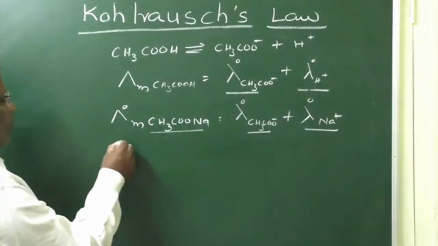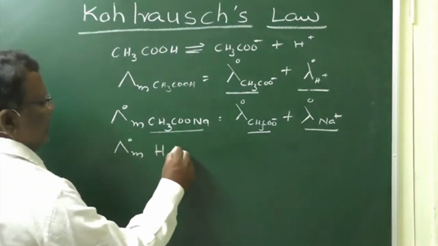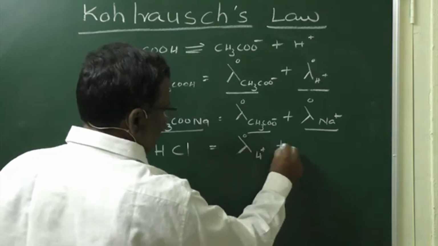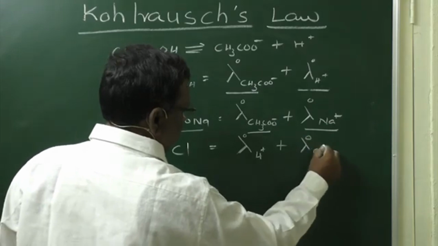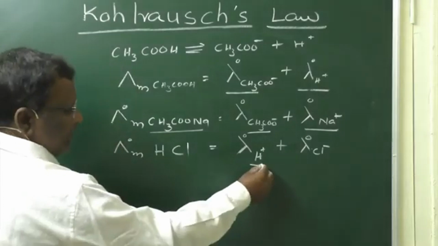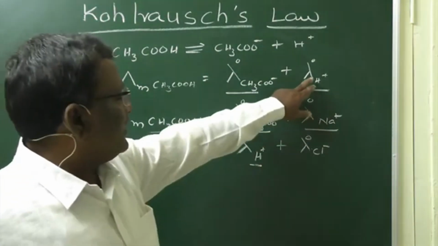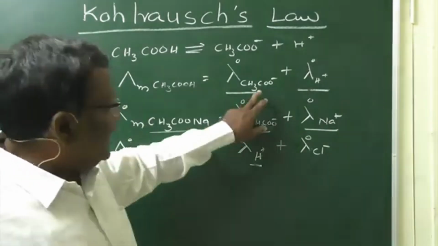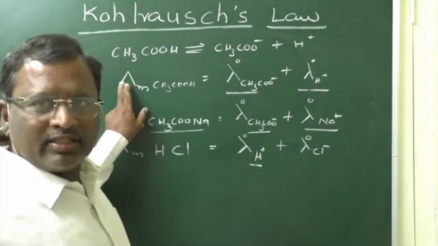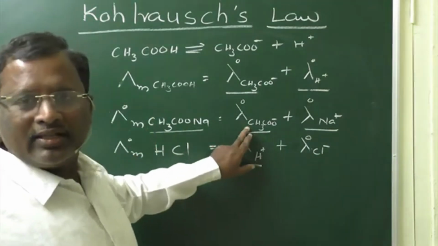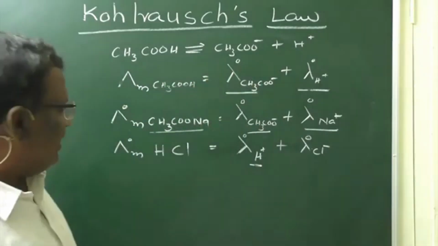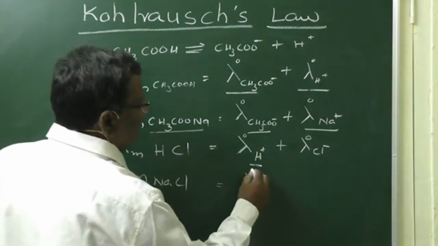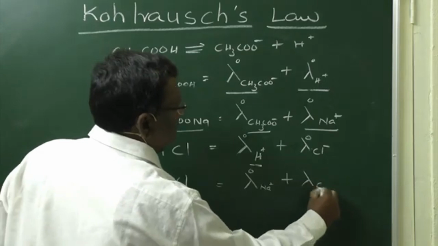Similarly, the H plus ion's limiting molar conductivity can be calculated from HCl. So the limiting molar conductivity of HCl is the limiting molar conductivity of H plus and the limiting molar conductivity of Cl minus. So from HCl we can calculate the limiting molar conductivity of H plus. H plus ions' limiting molar conductivity cannot be determined from acetic acid, but it can be determined from HCl. Acetate ions' limiting molar conductivity cannot be determined from acetic acid, but it can be determined from sodium acetate because these two are strong electrolytes. Let us take another electrolyte, NaCl. The limiting molar conductivity of NaCl can be determined because this is also a strong electrolyte. It will be equal to Na plus plus Cl minus.